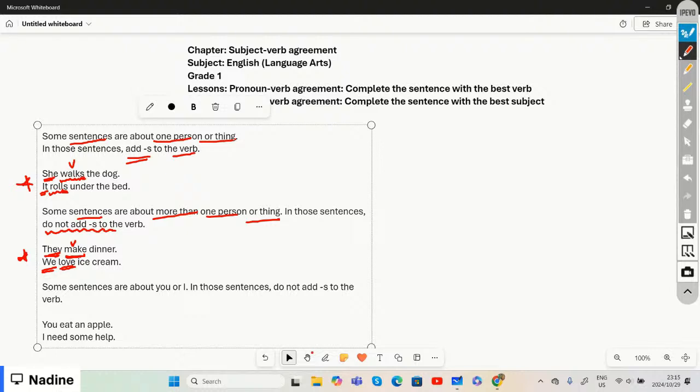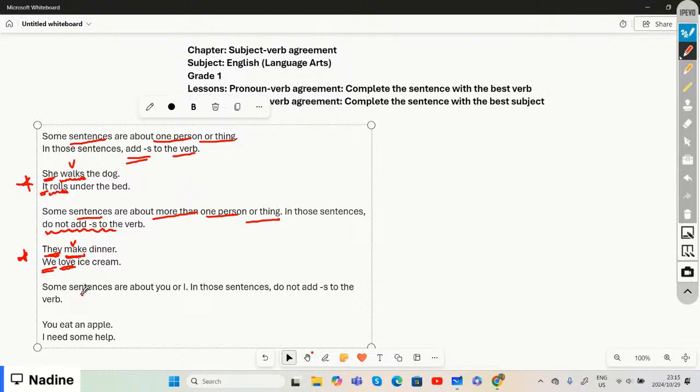So remember when it comes to some of our verbs, we say that if a verb refers to one person or one thing, then we add an s. If our subject refers to more than one person within a sentence, then our verb does not end with an s.